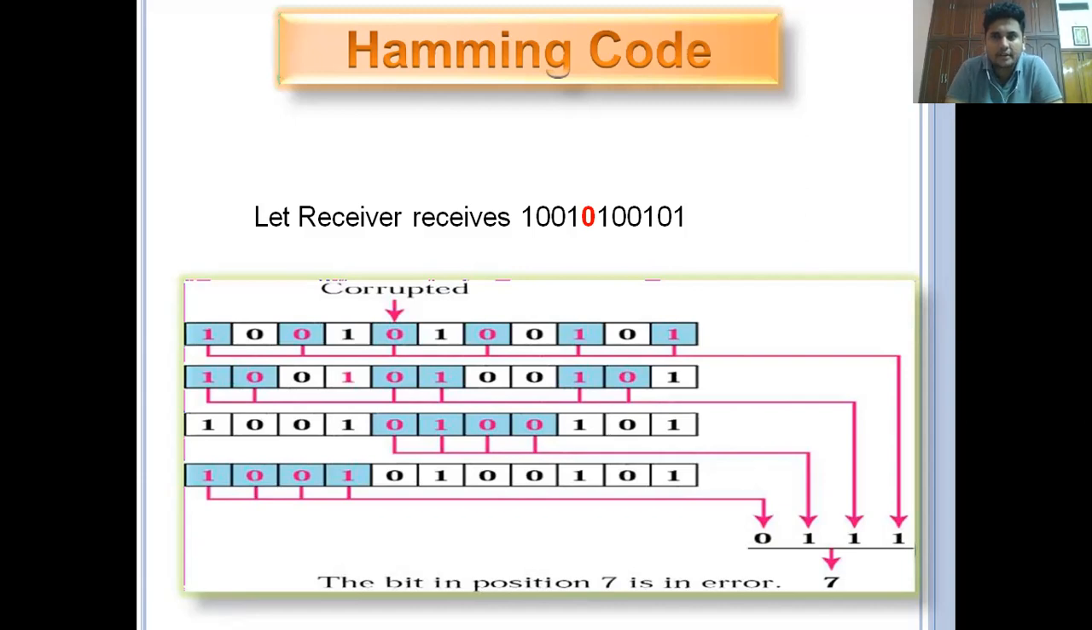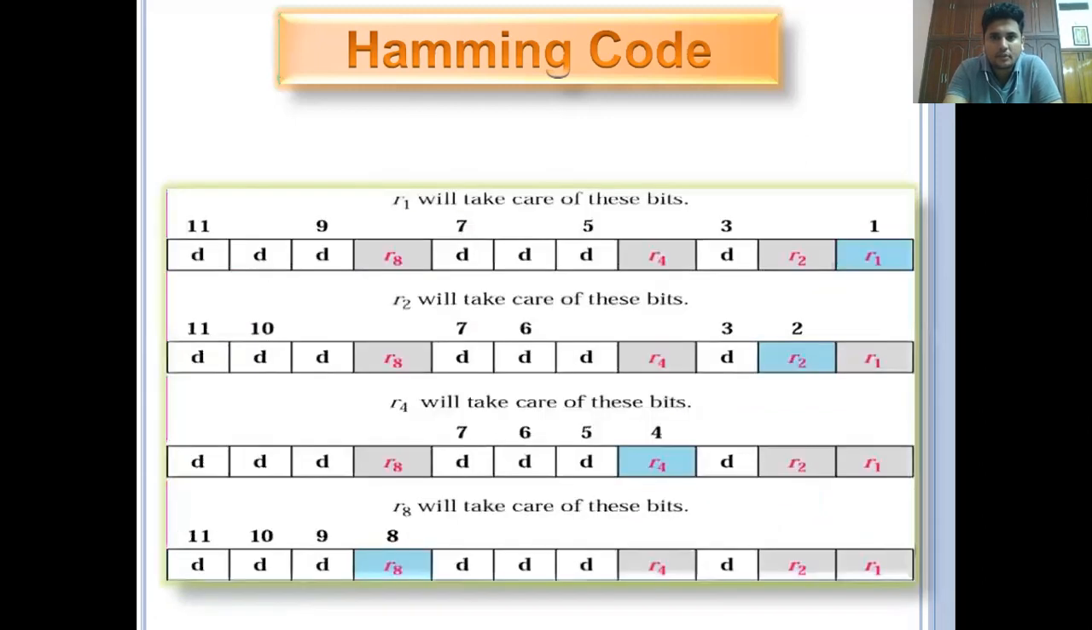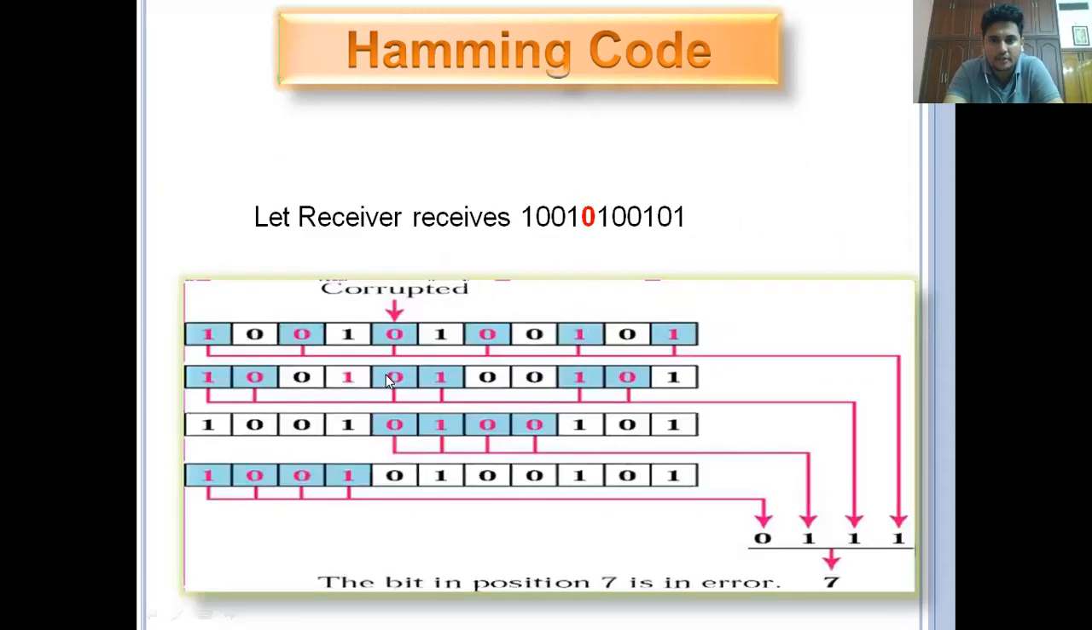Why? Because we already discussed it. R1 will take care of this, R2 will take care of this, R4 will take care of these 3 bits, and R8 will take care of these 3 bits. Now 1 1 1 and 0. So why? Because R1 is 1, and R2 will take care of this bit, and this bit 1.